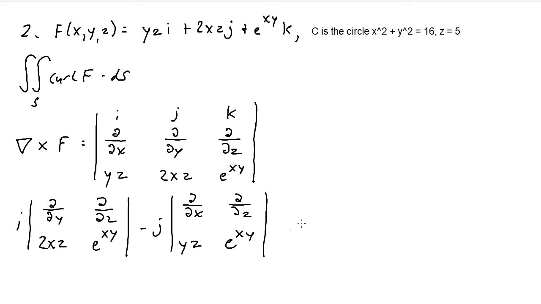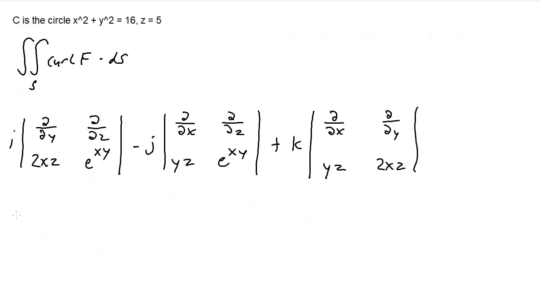And then we have plus k times, we cross off its row and column. What we have left is partial derivative with respect to x, partial derivative with respect to y. Go ahead and rewrite that: y times z, and finally 2 times x times z. So now let's go ahead and cross multiply.